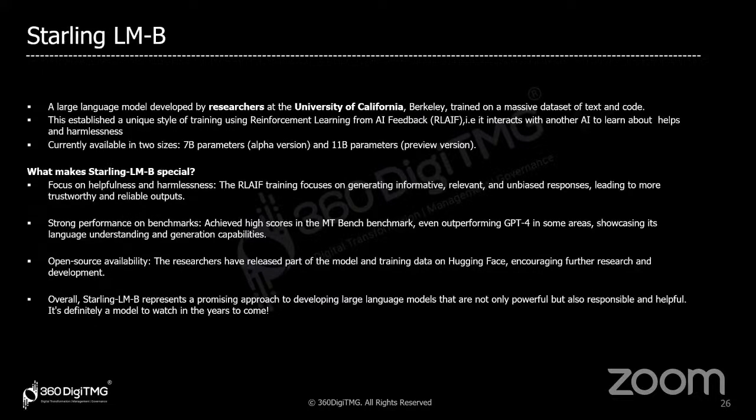Okay. So then there is Starling LM. The LLM model developed by researchers at the University of California, Berkeley, trained on massive data sets of text and code. This established a unique style of training using reinforcement learning from AI feedback, that is RLAIF. It interacts with another AI to learn about helpfulness and harmlessness. Currently available in two sizes, that is 7 billion and 11 billion. 7 billion is called the alpha version and 11 billion is the preview version.